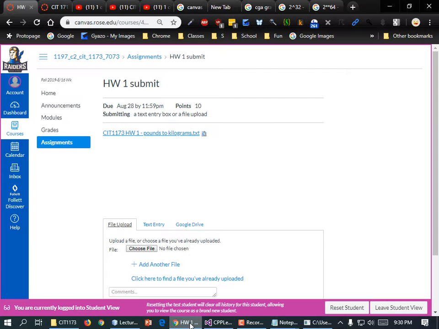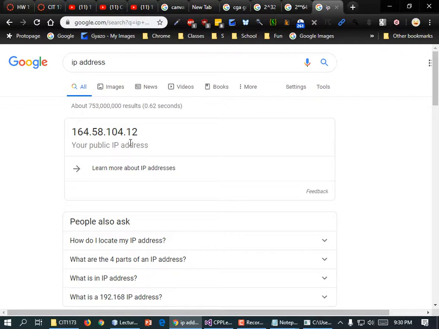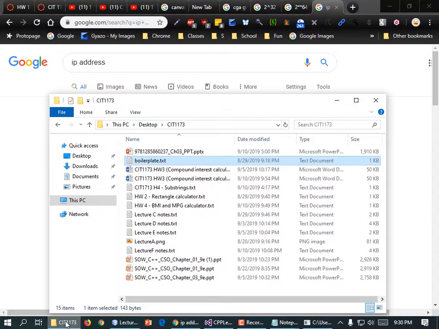You are probably familiar with the idea of IP addresses. An IP address, or a MAC address. How do I get the MAC address of a PC? Can somebody tell me that?